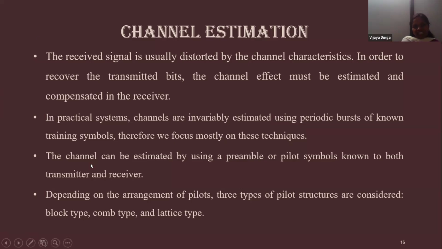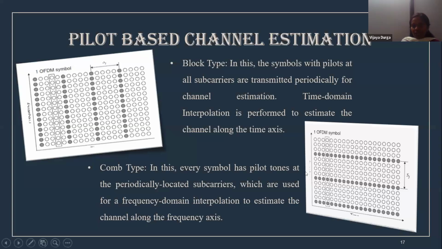The channel can be estimated by using a preamble or pilot symbols known to both transmitter and receiver. Then only you can analyze it, because at the transmitter we create the pilot symbols. So known symbols are created, and these symbols are also known to the receiver. Depending on the arrangement of pilots, there are 3 types of pilot structures: block type, comb type, and lattice type. We'll discuss block type and comb type.